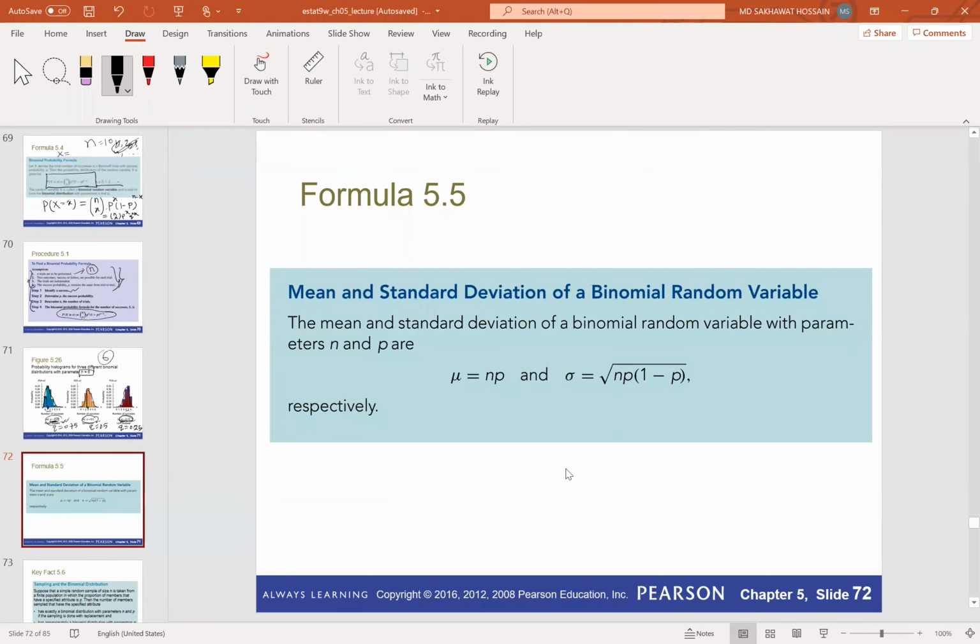Now we have these two formulas to calculate the mean, variance and standard deviation of a binomial distribution. If the random variable follows a binomial distribution, then the expected value of x, mu, is equal to n times p. What is the expected value? The expected value is the average of the population. Here n is the number of trials and p is the probability of success, so n times p is the expected value.